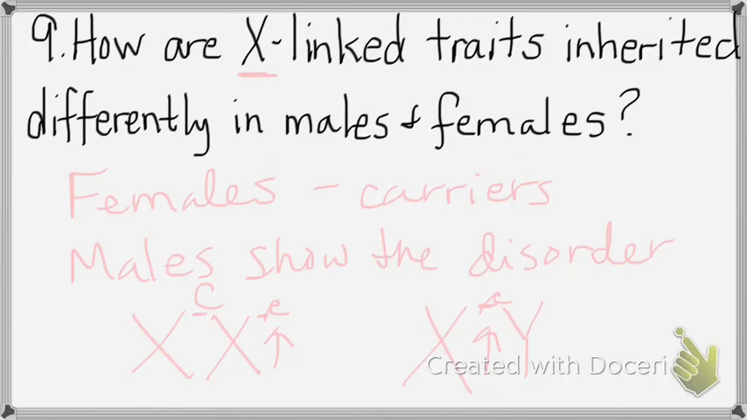Where do little boys, this is a little boy, where do little boys get their X chromosomes? From their moms. Very good. So these recessive alleles come to little boys from their moms. So that's why Deanna said moms are carriers, and then they give it to their sons.